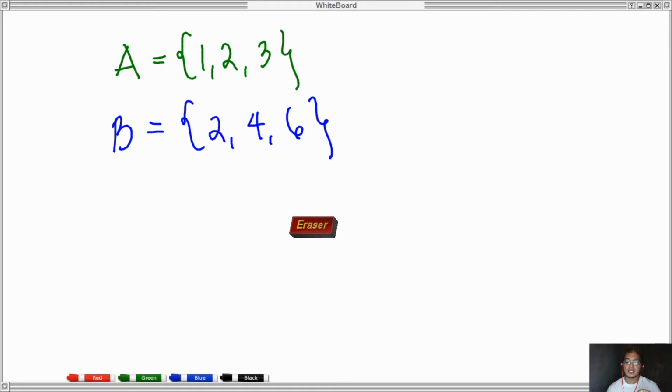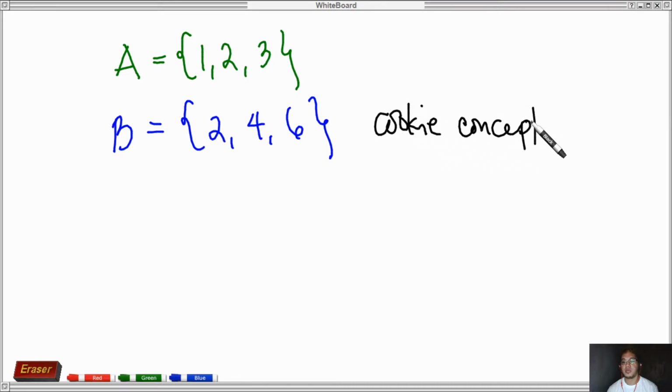For us to understand it easily, I call this concept the cookie concept. Are you familiar with Mr. Cookie Monster from Sesame Street? So the cookie concept: cookie means biscuit. For example, we have our cookie, this biscuit.